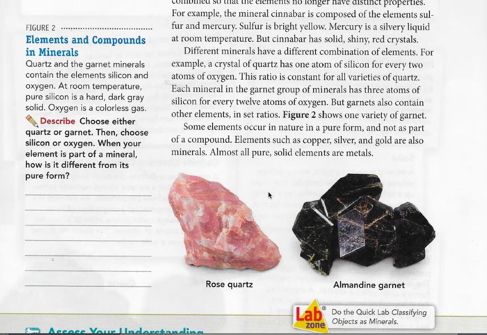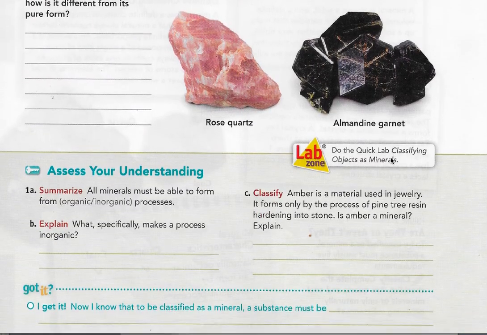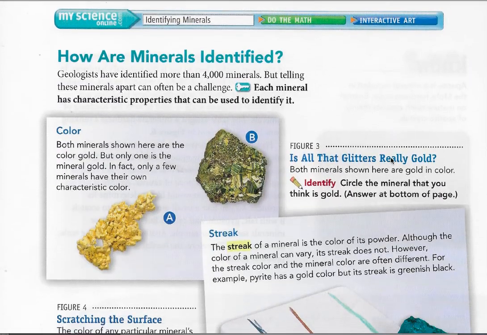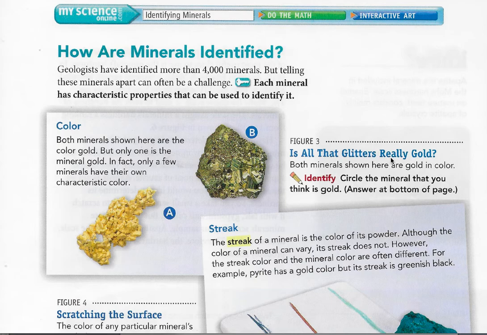All right. This is then your next notes on the back page. It says almost all pure solid elements are metals. So you need to write that in there. Okay. All right. How are minerals identified? Geologists have identified more than 4,000 minerals. Write this in your notes. Each mineral has characteristic properties that can be used to identify it.